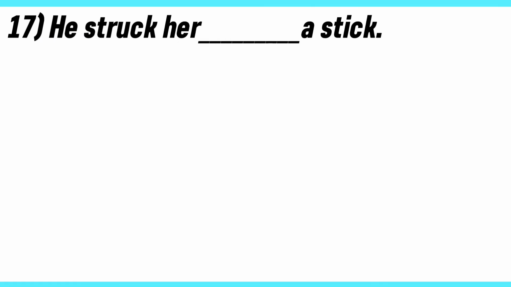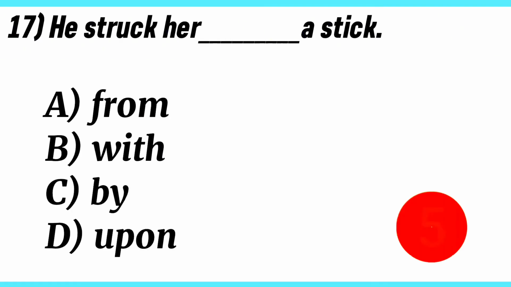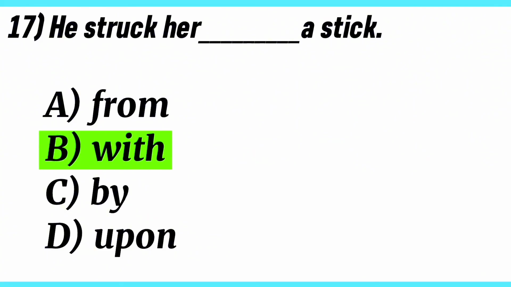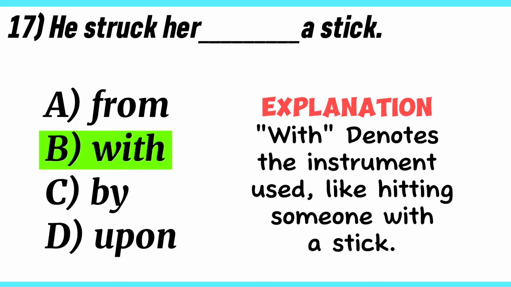He struck her dash a stick. The correct answer is option B, with. Explanation: with denotes the instrument used, like hitting someone with a stick.